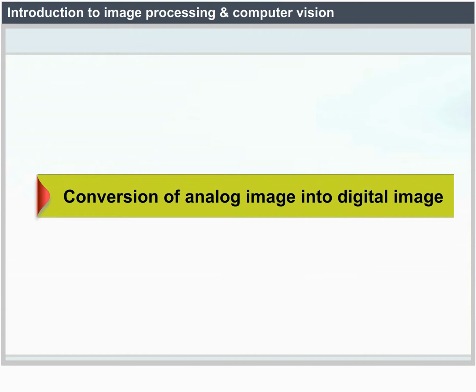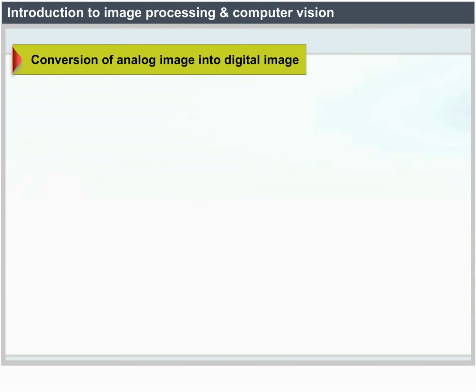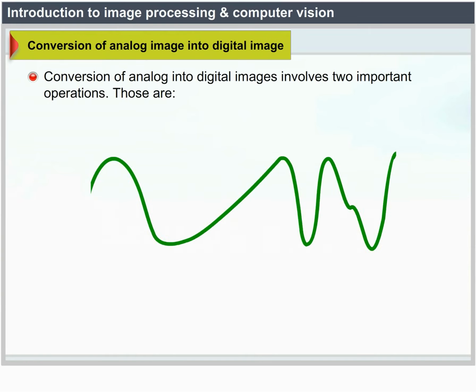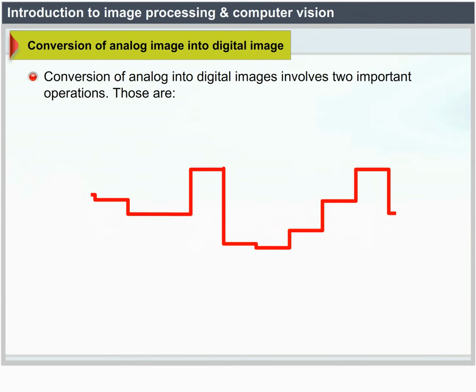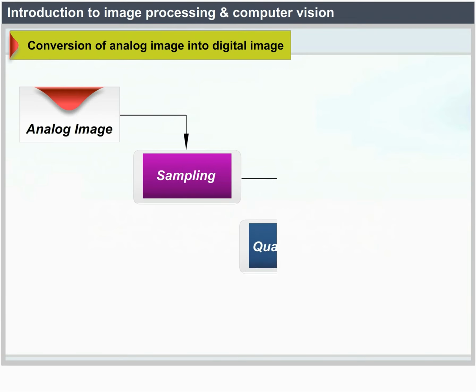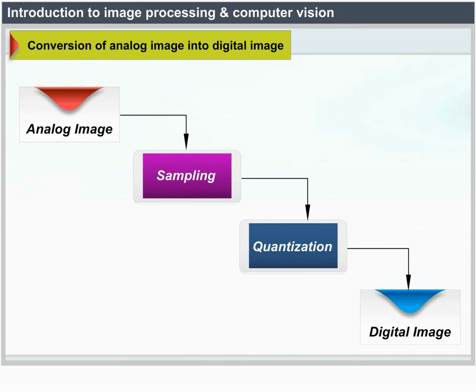Conversion of analog image into digital image. Conversion of analog into digital images involves two important operations. These are sampling and quantization.